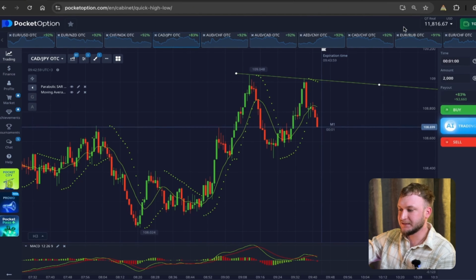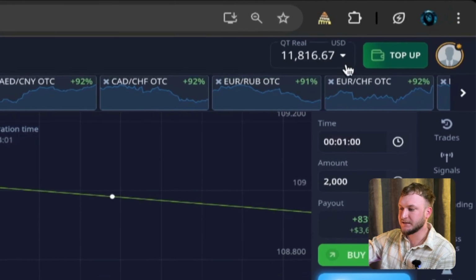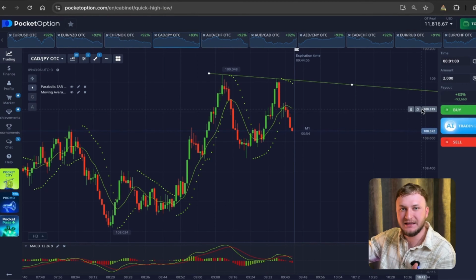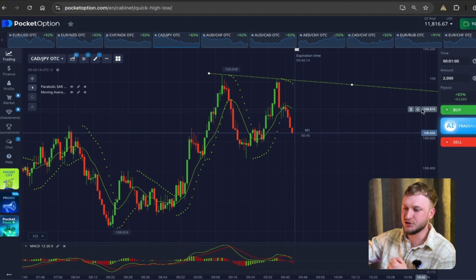In the meantime, let's lock in the result. Our balance is $11,816, and we've worked. Our trading session lasted literally about 10 minutes, including the search for trade setups, guys. So it's a very fast and precise trading session that brought us just massive results.